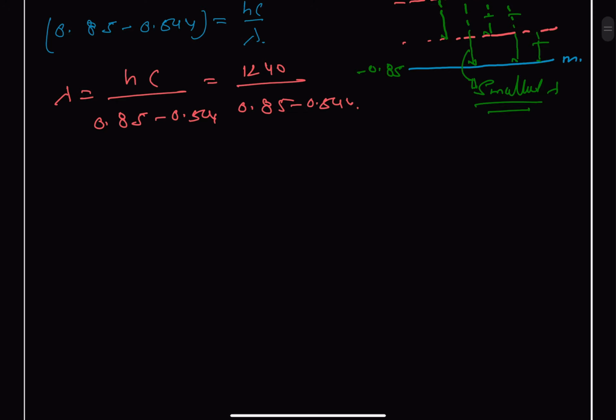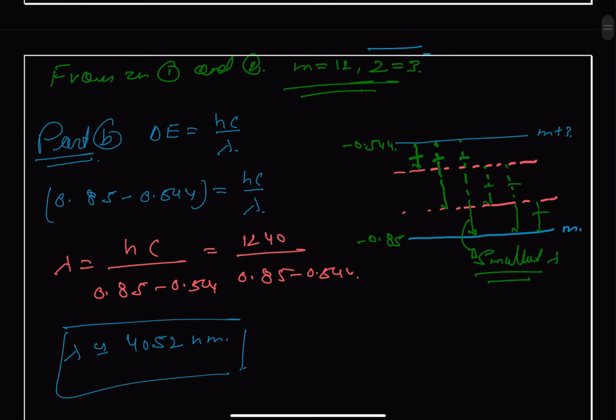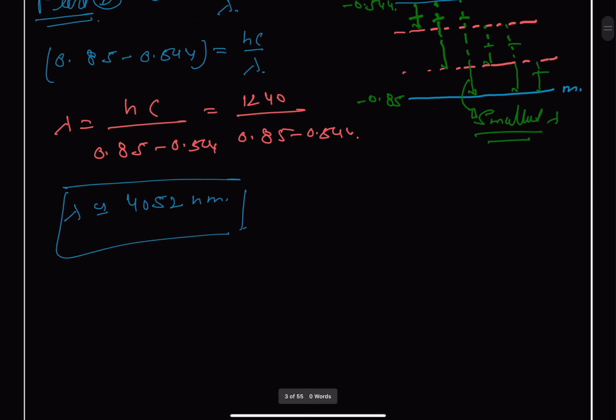So from here we get lambda approximately equal to 4052 nanometers. So the atomic number, that is the value of Z, is 3, and the smallest wavelength is lambda. Next question.